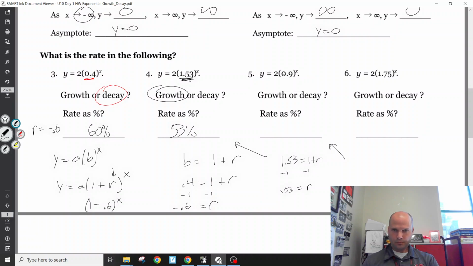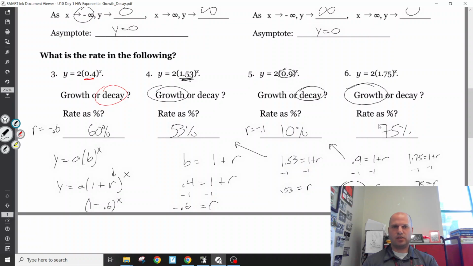Next situation, this b value is less than 1. We are going to decrease in the amount that we have every year. B equals 1 plus r, subtract 1. 0.9 minus 1 is negative 0.1. So that means we are decreasing by 10% every year. And the last one, 1.75, 1 plus r, subtract 1, r is 0.75, or we are growing by 75% every year.